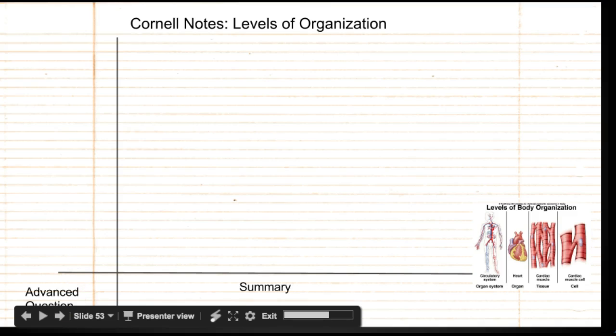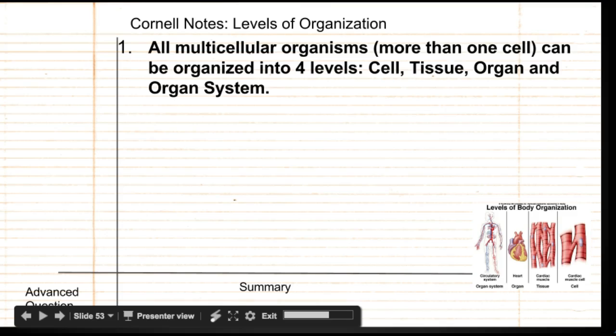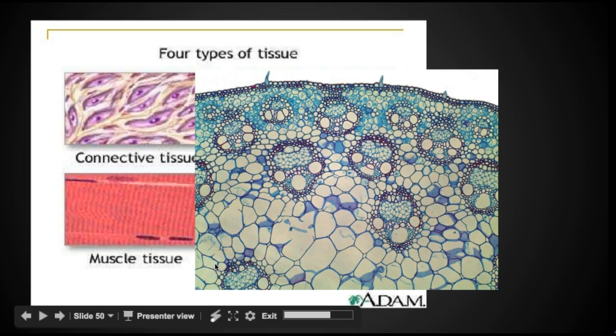All right, let's begin. So humans are multicellular, and there are more organisms that are multicellular. So all multicellular organisms, remember that's anything with more than one cell, can be organized into one of four levels. The smallest level is the cell level, tissue level, organ level, and the organ system level. Go ahead and write that down. Let's look at some pictures, and if it's going too fast, you can pause it or rewind the video.